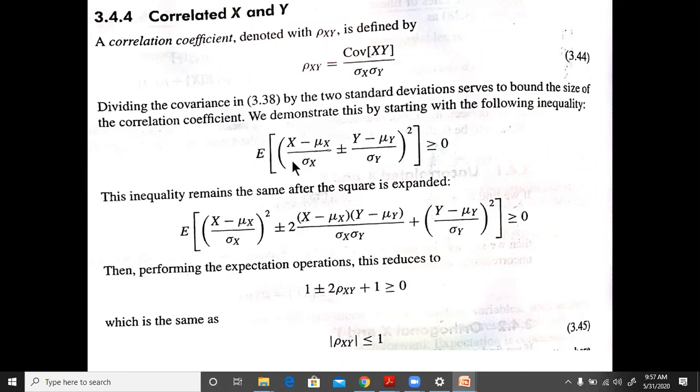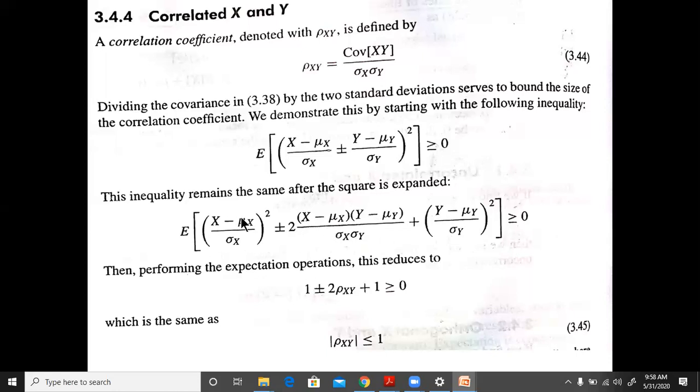So at that time we'll get E of [(x minus mu x) divided by sigma x plus (y minus mu y) divided by sigma y] whole square. This should be greater than 0. Expectation of a square is always positive. So this inequality remains the same after the square is expanded. If you expand this, we get this square plus 2 into this cross term, and at that time we will get this quantity.